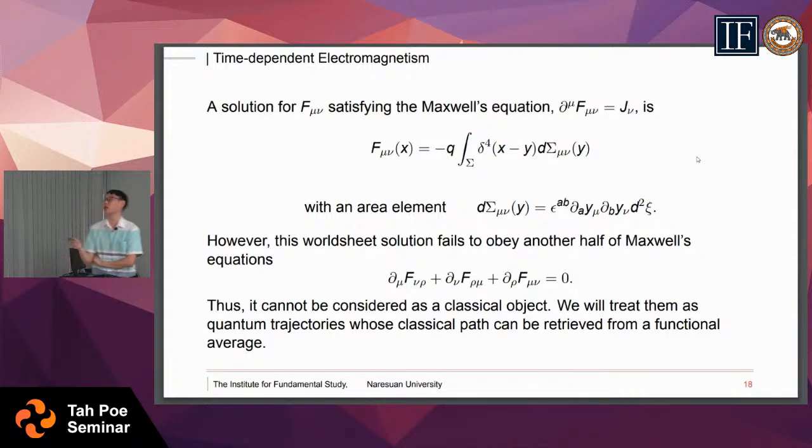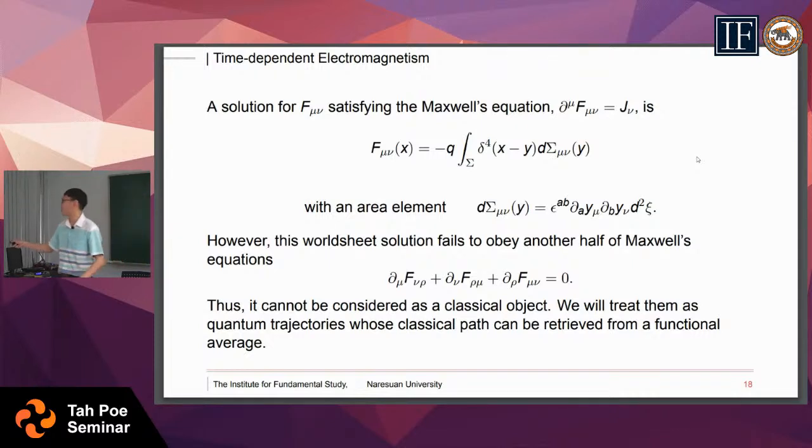What is the Maxwell equation? Is it here, the Maxwell equation? The partial derivative of the field strength tensor equals the current density, right? And one of the possible solutions is the worldsheet solution. This is the worldsheet solution. This field strength is supported on the worldsheet, where sigma mu nu here is the area element of the worldsheet.